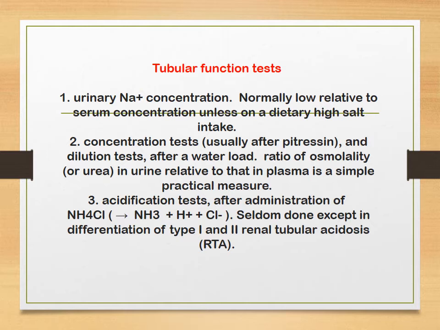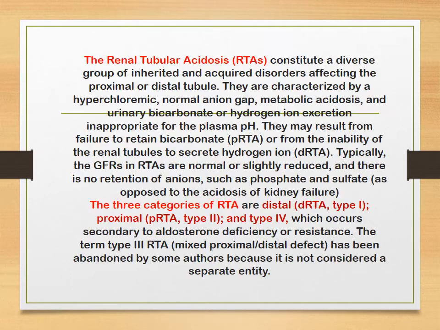The acidification test after administration of ammonium chloride is also very important in differentiating between type 1 and type 2 renal tubular acidosis. Renal tubular acidosis is a group of inherited and acquired disorders affecting the proximal and distal tubules, usually characterized by hyperchloremic metabolic acidosis. Urinary bicarbonate and hydrogen ion excretion is usually inappropriate to the plasma pH.